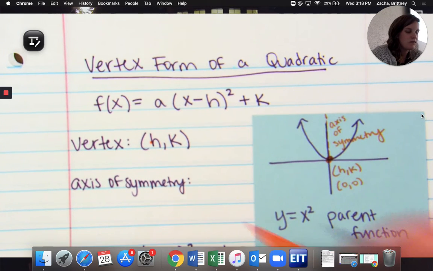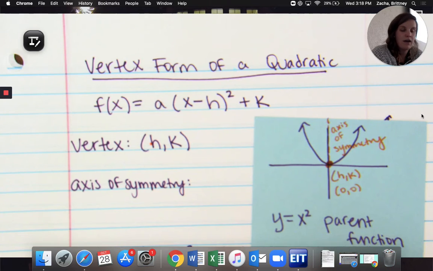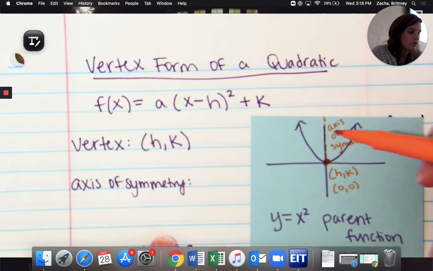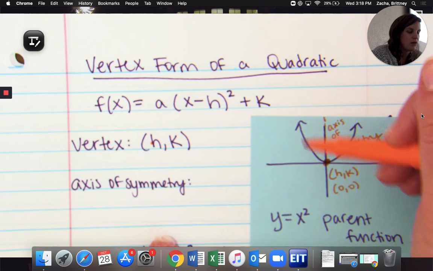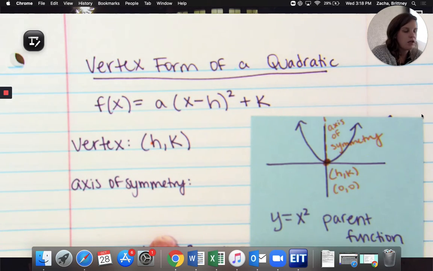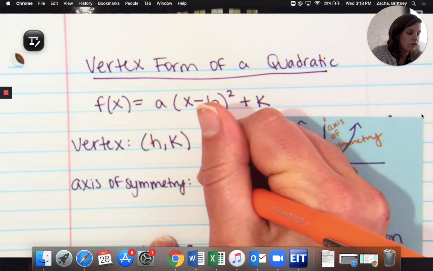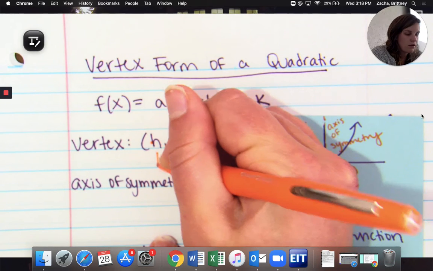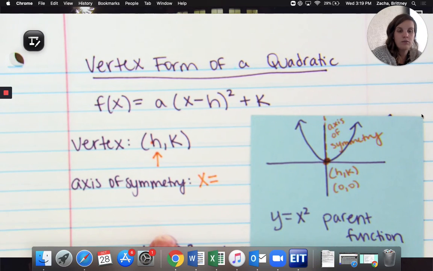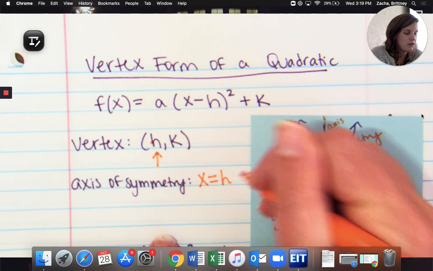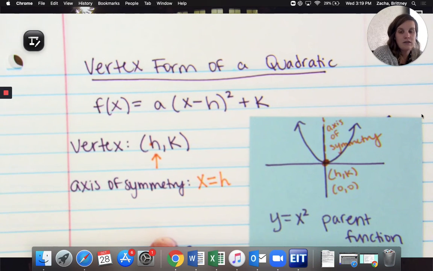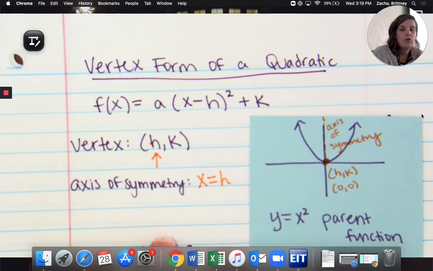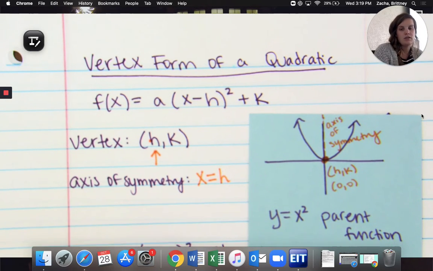But the axis of symmetry you can also get by just looking at your equation. Notice your axis of symmetry, as long as your parabola is facing either upwards or downwards, is always going to be a vertical line, and it'll be x equals whatever the x-coordinate of your vertex point is. So x equals h is how we can write that generic statement. And again, that's for if the parabola opens up or down, which is what we're going to focus on today. Okay, that's a generic overview.